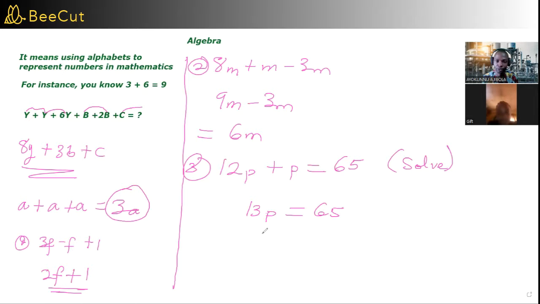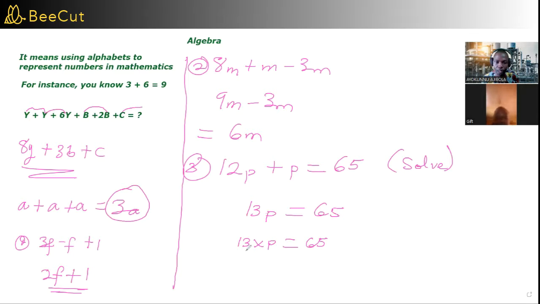What do you think that number should be? Which number p will I multiply by 13 to get 65? That means 13 times p is 65. So what do you think p is? Yes, that should be 5. So how do we get our 5?